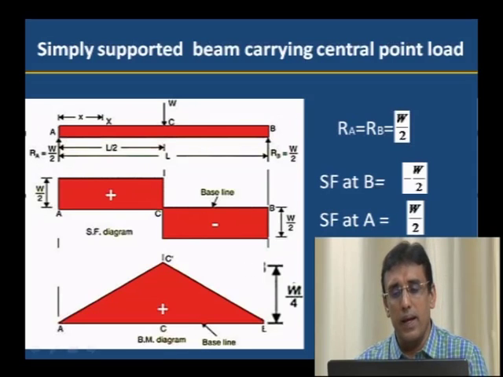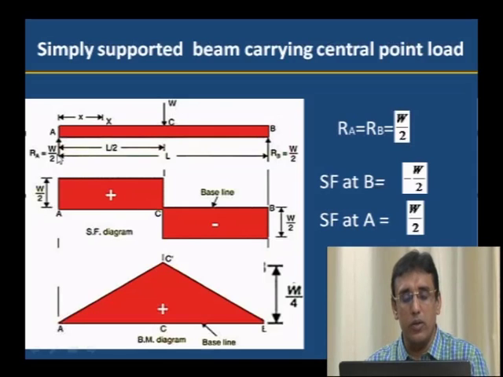Shear force at A, again what we can observe, W by 2. If we add W by 2 minus W by 2 plus W, we will get W by 2. That is the shear force at A.